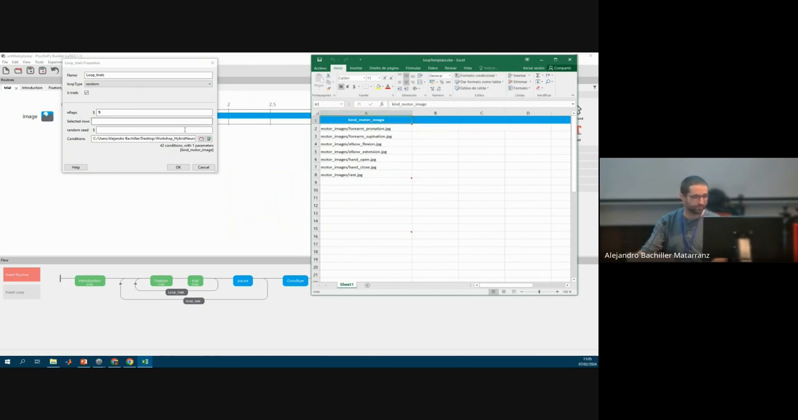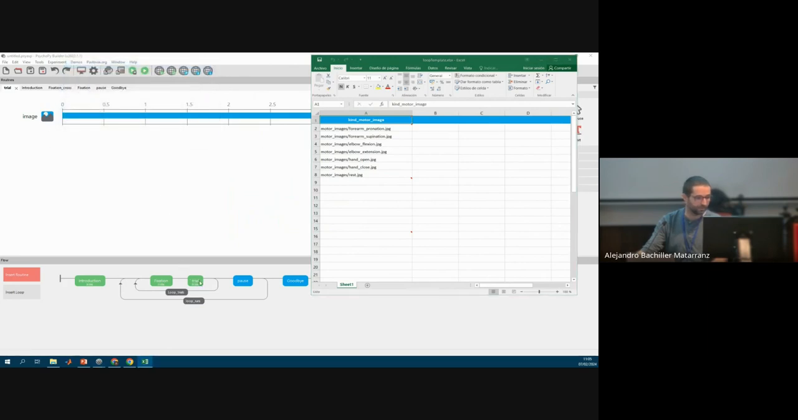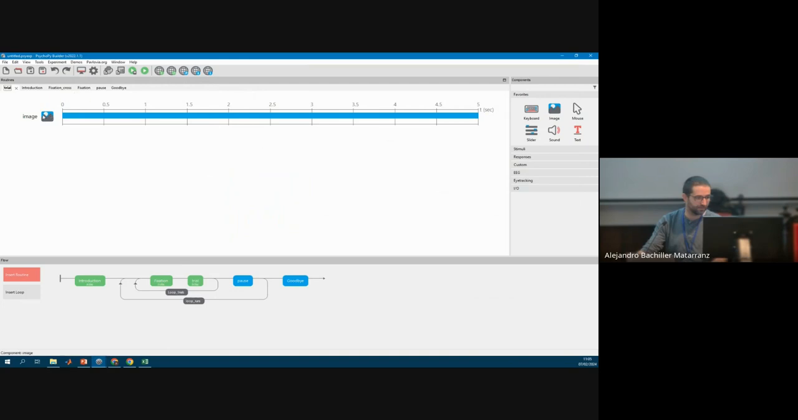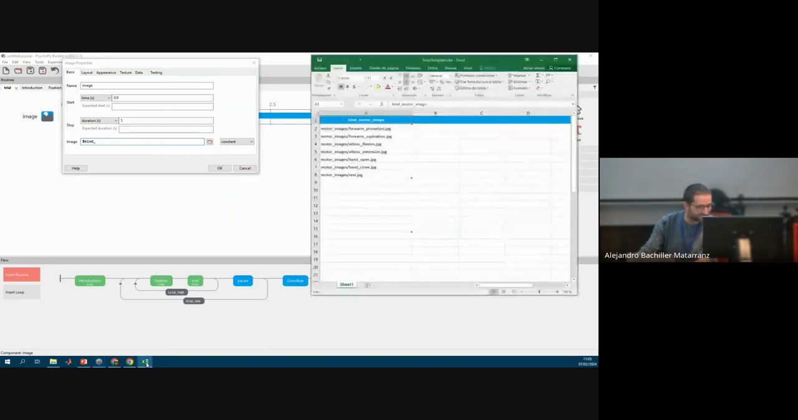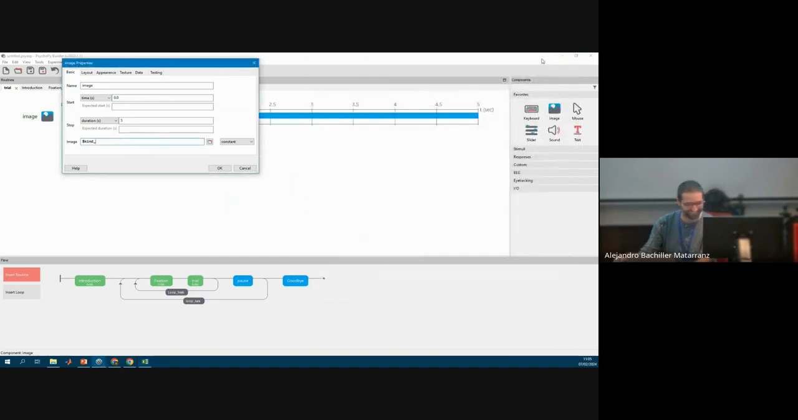If you go to the trial here, you must indicate a dollar kind_motor_image. I don't remember, my memory is motor image. Thank you. Motor image. So in this way, they select the variable indicated in the Excel file.